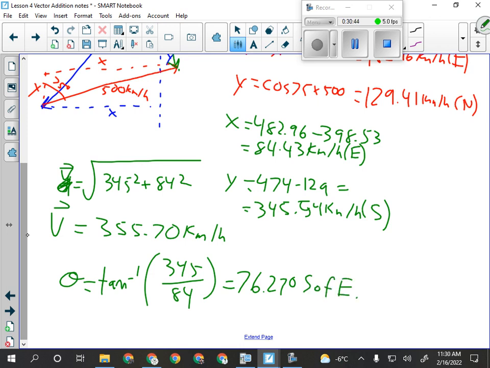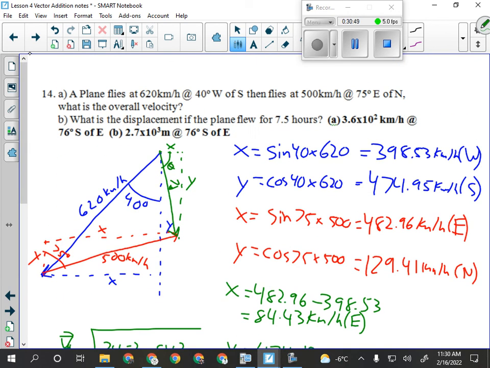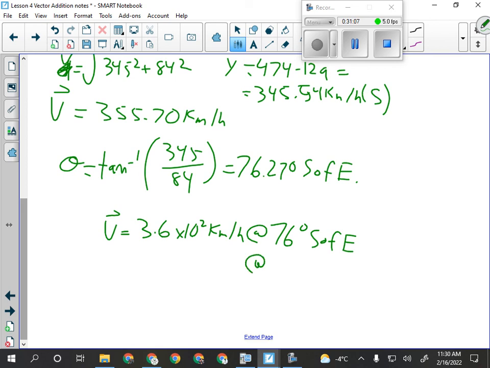Okay, so my overall velocity, and I'm looking at how many significant figures, it's 2. Okay, so my overall velocity here is going to be 3.6 times 10 to the 2 kilometers per hour at 76 degrees south of east, or if we drew the triangle the other way, it would be 14 degrees east of south. Right? So that's our overall resultant velocity.